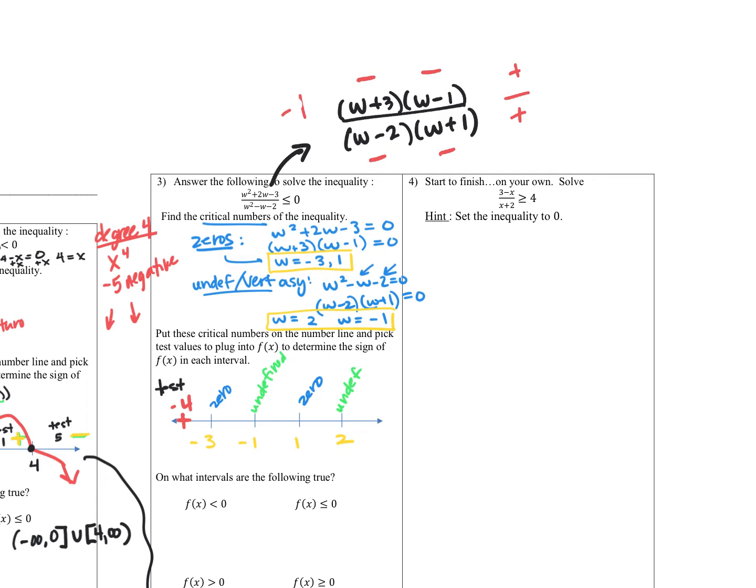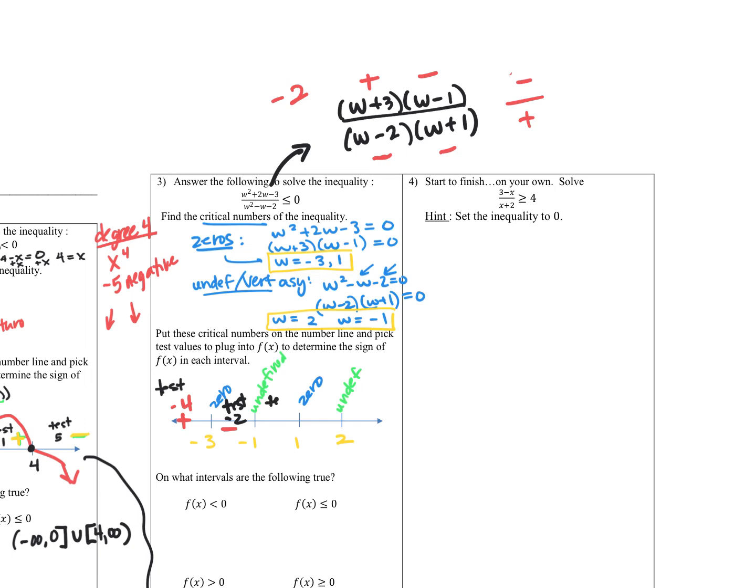All right, let's test something between -3 and -1, so like -2. I go up to my factored form, and I'm thinking about -2. So -2 plus 3 is a positive. -2 minus 1 is negative. -2 minus 2 is negative. -2 plus 1 is negative. So on the top, I'm going to get a negative because positive times negative. On the bottom, I'm going to get a positive because negative times negative. When you divide those, you would get a negative. So we have negative there.